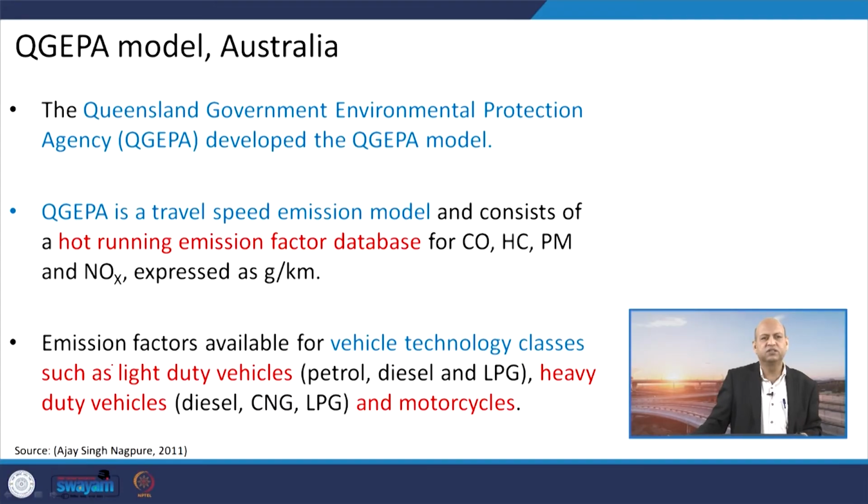The next model is the QGEPA model from Australia. The Queensland Government Environmental Protection Agency developed this particular model, and it can be used as a hot running emission factor database, which can include CO, hydrocarbons, particulate matter and NOx, because they are most of the dominating emissions, as you know, in grams per kilometer driven. So, how much emission will be there.